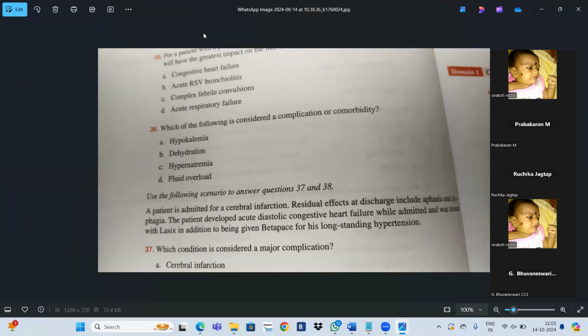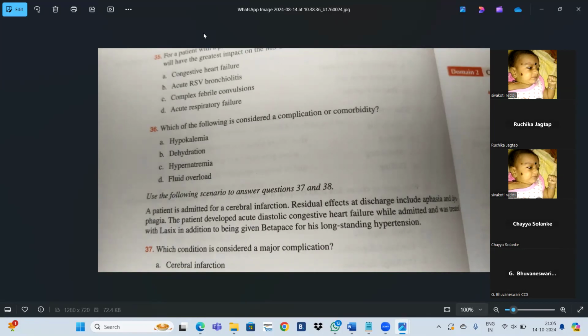Hypokalemia, dehydration, hypernatremia, fluid overload. Hypernatremia is the CC, so you can recheck properly. Then you can identify. If you already work in IPDRG, you might know this. While you are working, the software automatically captures the CC and MCC. But for the exam, we need to identify them in the book.